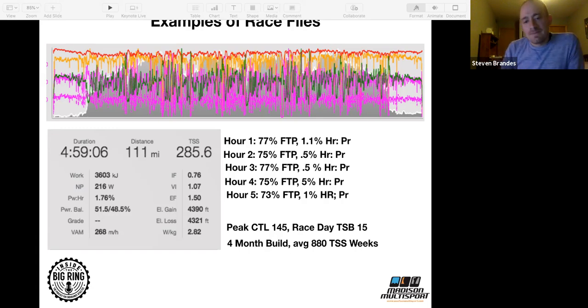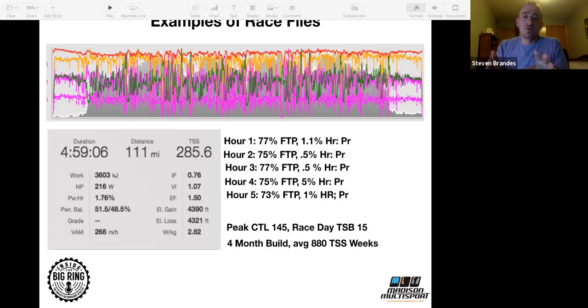On race day, his CTL, we'll get into this, was 145. On race day, his TSB, we'll get into this, was 15. That's basically the freshness factor of what he was doing. For the 4 months leading into this race, the average weekly TSS was 880. Pretty legitimate. We'll get into this. This is super important stuff. If you don't know what I'm talking about, it's fine, but we're going to get into it a little bit more.